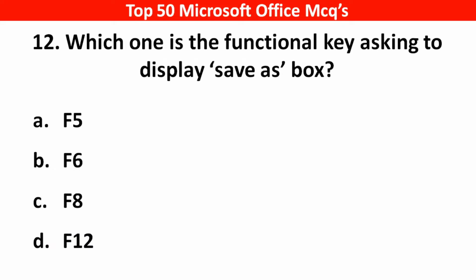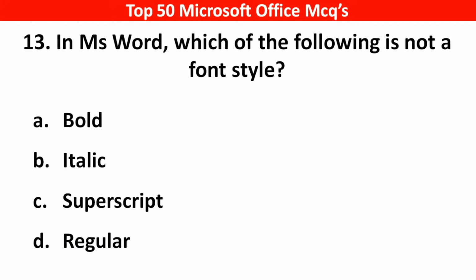Next question, which one is the function key used to display the save as box? Right answer is option D, Control plus F12. Next question, in MS Word, which of the following is not a font style? Right answer is option C, superscript.